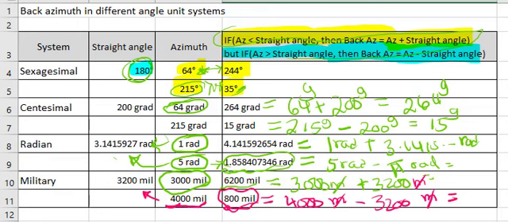So we deal with every system based on the size of the straight angle in that system. For the sexagesimal, we add or subtract 180. In the centesimal system, we add or subtract 200 grads, and in the radian, we add or subtract pi radians, and here in the military system we add or subtract 3,200 mils.